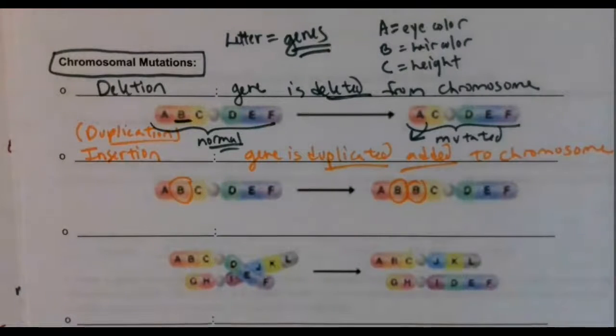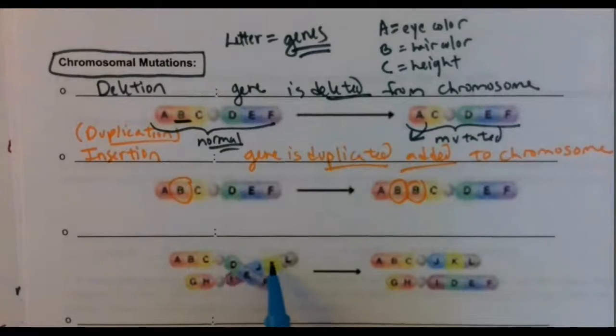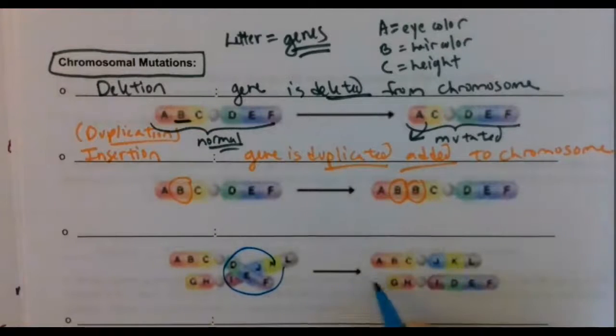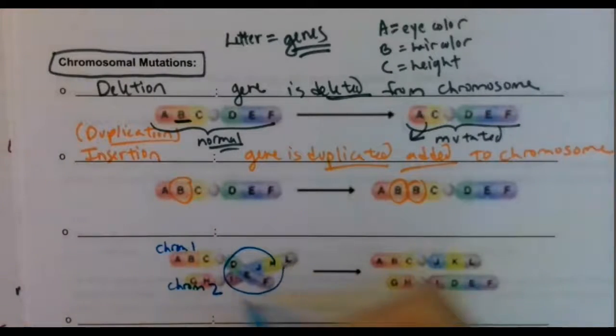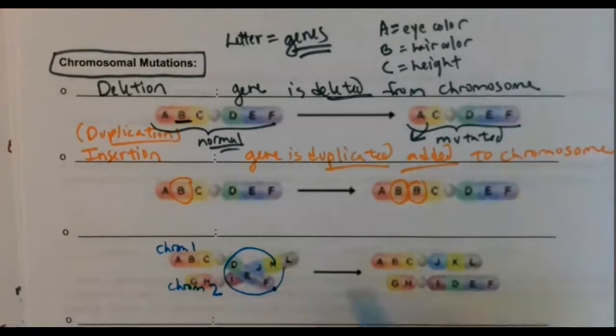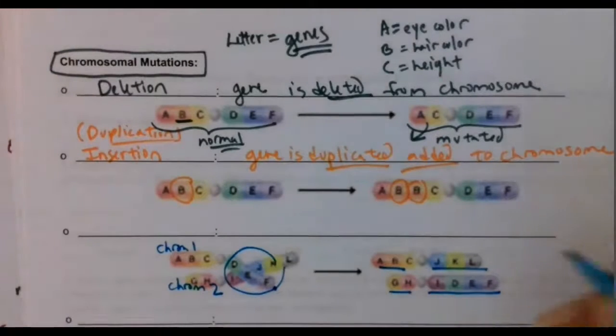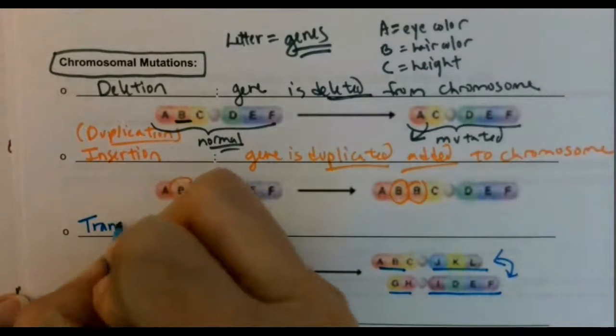The third type of chromosome mutation is right here. Okay. In this third type of mutation, you can see 2 different chromosomes. So here's chromosome 1 and here's chromosome 2 have switched genes. So this one used to read A, B, C, D, E, F. And this one used to read G, H, I, J, K, L, and they switched. So now this is A, B, C, J, K, L, and this is G, H, I, D, E, F. So genes were switched from one chromosome to another. Okay, this is called a translocation.